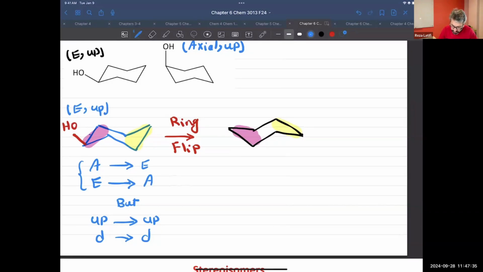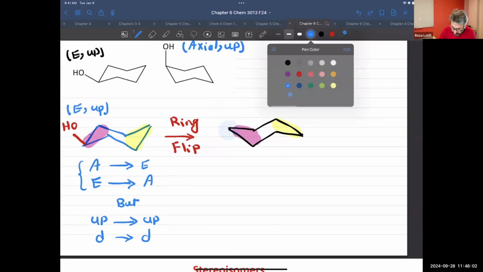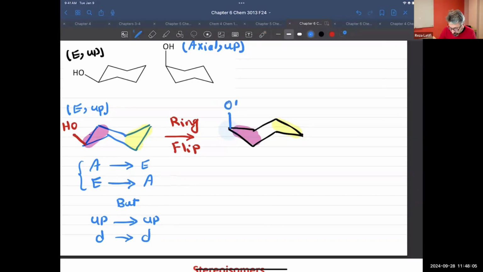Let's zoom in on this region. In that position, I have H here, axial position, and the equatorial will be down. Now I want OH to be pointing up, and the only position that is pointing up is here. So I'm going to put the OH there, in axial position, pointing up. How did I get this structure? I did it through a ring flip.